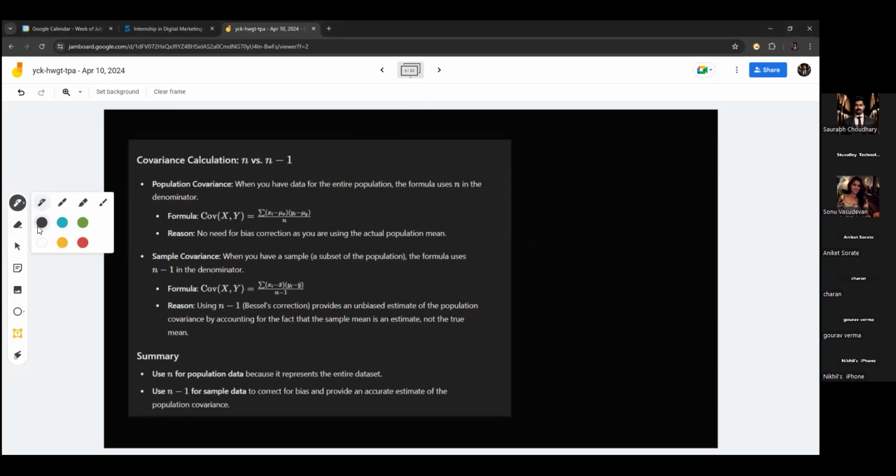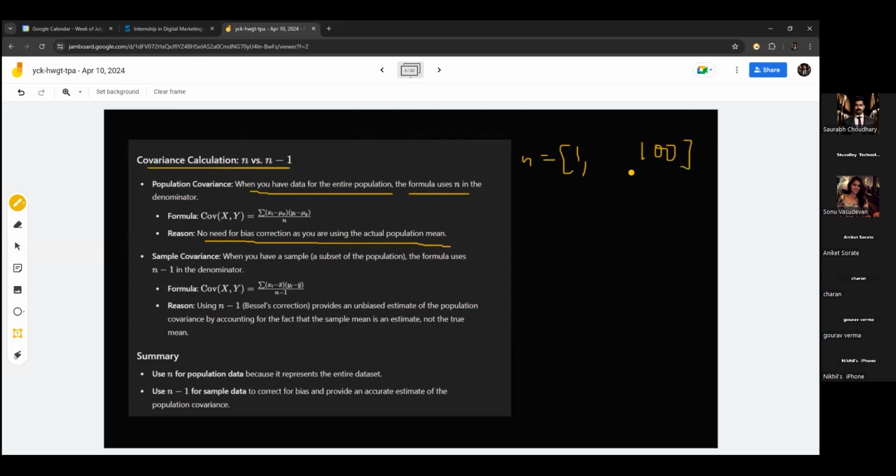Let us read this first. Covariance, n versus n minus 1. In the population, you have the data of the entire population. The formula uses n as the denominator, so there is no need for bias correction as you are using the actual data. Suppose we have a lot of data, like numbers from 1 to 100. This is population data, and you are finding the covariance, so you divide by n. Because it is population data, you will get the exact covariance, for example 10.1.